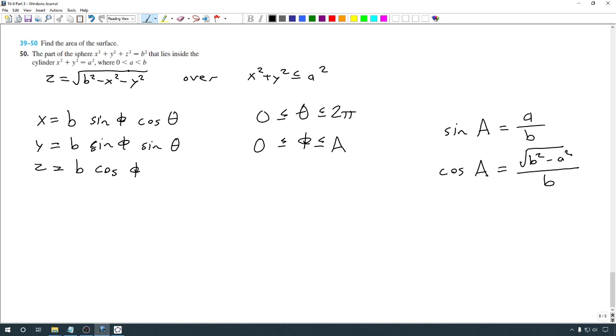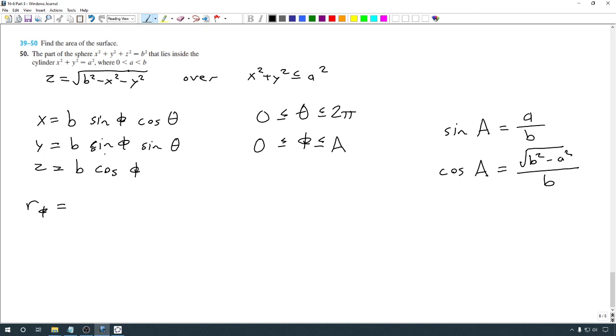But for the moment, I don't really want to put inverse sine of little a over little b in all of my limits. I just want to put capital A there. It'll make it a little nicer looking. All right. Now we get to find r sub phi and r sub theta. So remember, these are the components of r.